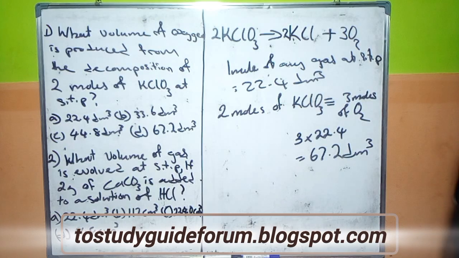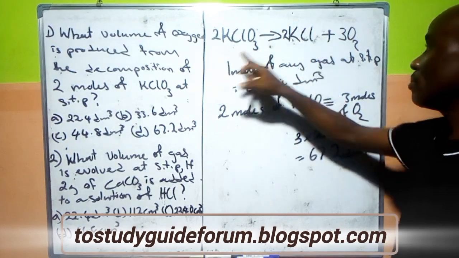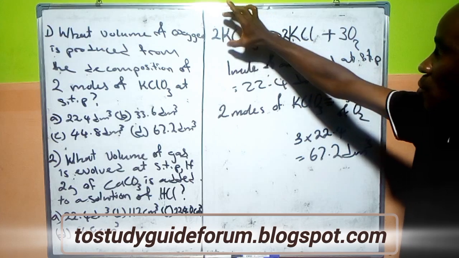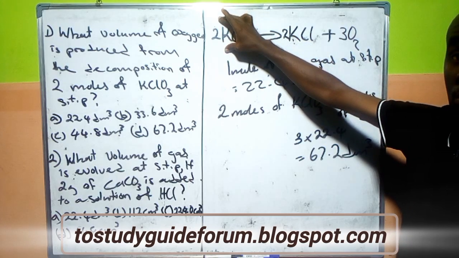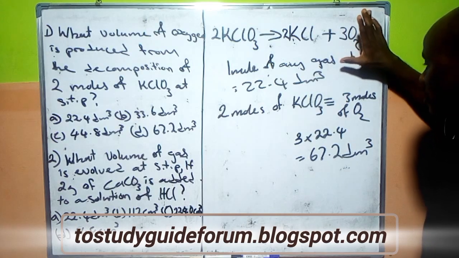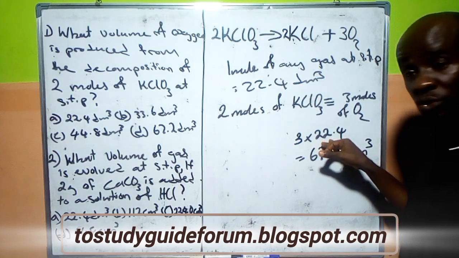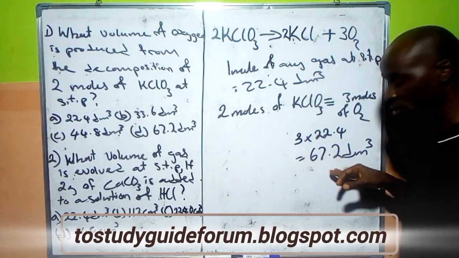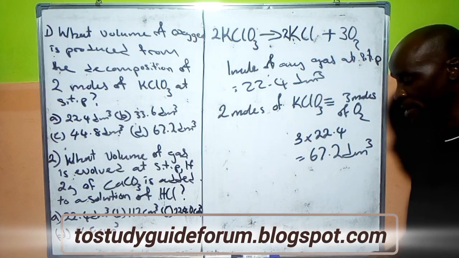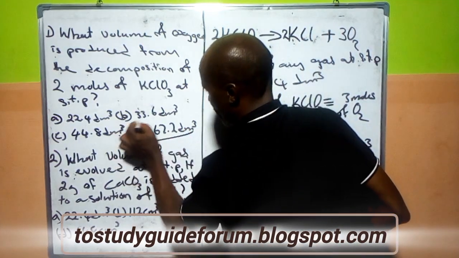That's what we have. So this is so easy and simple. Just by looking at the chemical equation, let's take it a bit slow. 2 moles of potassium trioxochlorate(V) will give us 3 moles of this. So the volume produced will be moles multiplied by the molar volume, which is 22.4 dm³. That will give us what? 67.2. That's what we have here. So this is the correct answer.